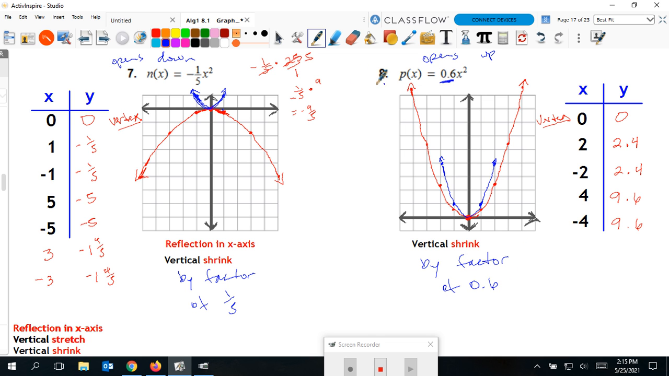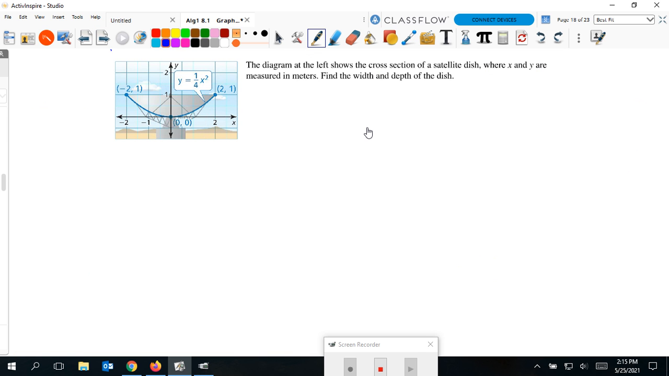Alright, so that's it for the graphing. There's a couple more questions here. Let's go to 9 and 10 and take a look at those too. And in fact, before we get there, let's just take a quick look at this example.